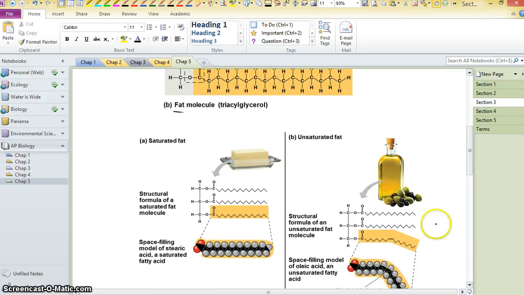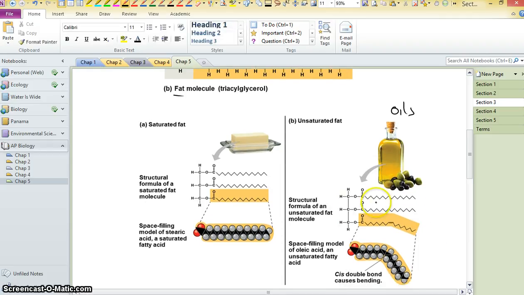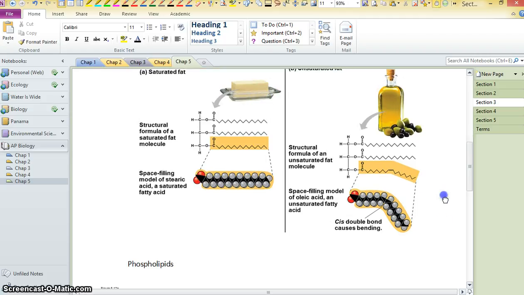Another type of lipid are the oils, and oils still have the glycerol and the 3 fatty acids, but at least one or sometimes more of their fatty acids have a double bond between the carbons, which causes the chain to bend. By causing it to bend, the fatty acids don't pack in very closely, and so they are basically liquids at room temperature, whereas fats are solids.